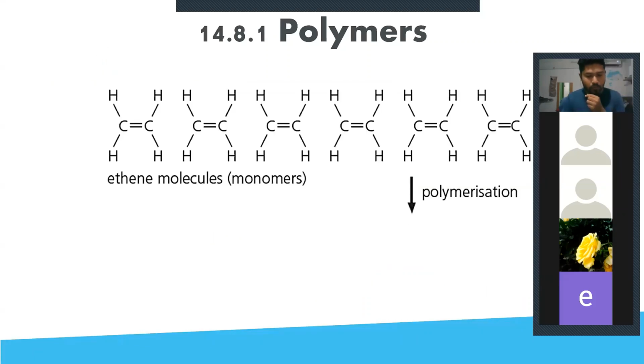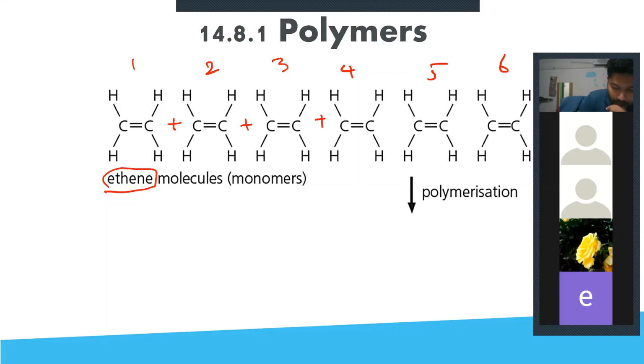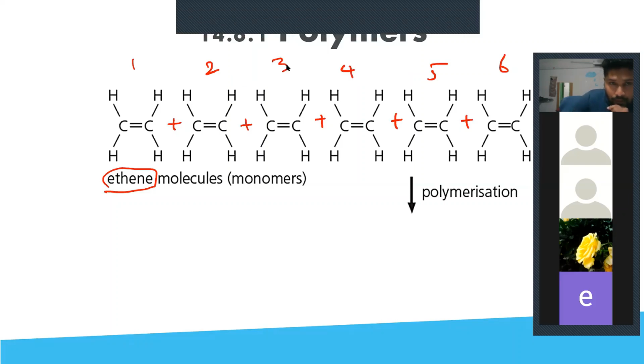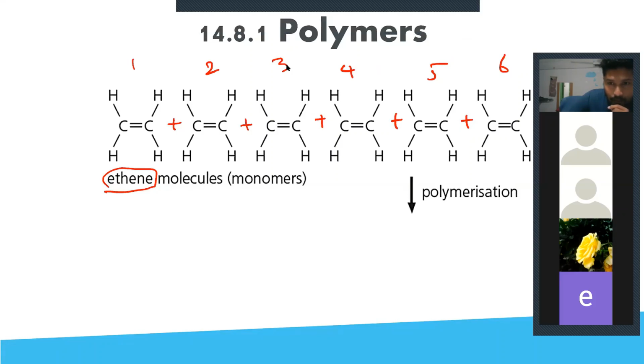If you look at this structure, there are 1, 2, 3, 4, 5, 6 ethene molecules, right? 6 ethene molecules. If you are to combine these 6 ethene molecules, what do you think will happen first inside the ethene molecule? What do you think will happen first? Can you guess? Can anyone unmute the mic and answer the question?